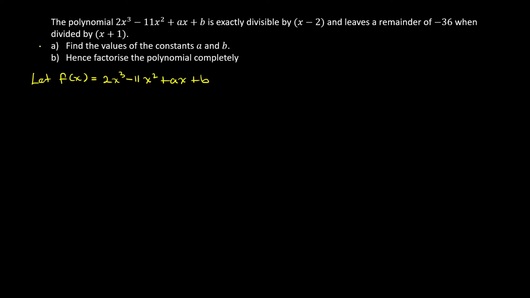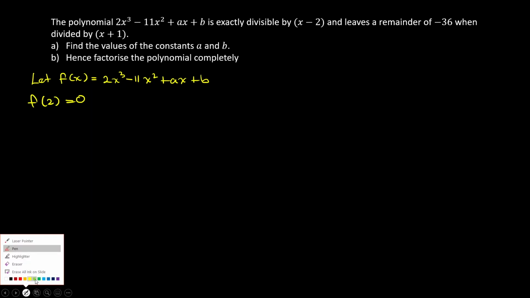So let's take a look at question A. We are asked to find the value of a and b. We can also put that f(2) should equal 0. Okay, we are putting 2 from here. x minus 2 is equal to 0, then x is equal to 2. Then it leaves no remainder.